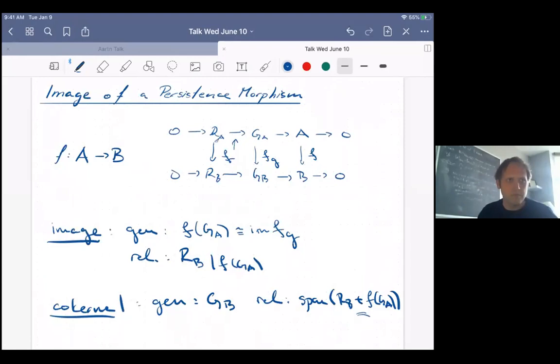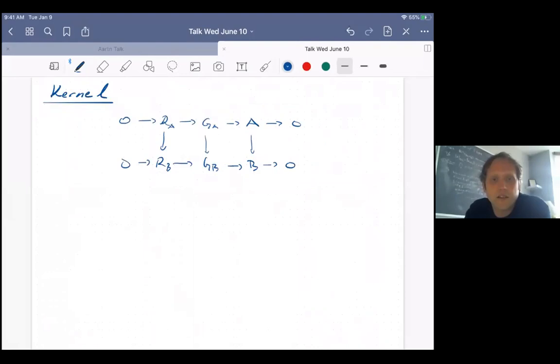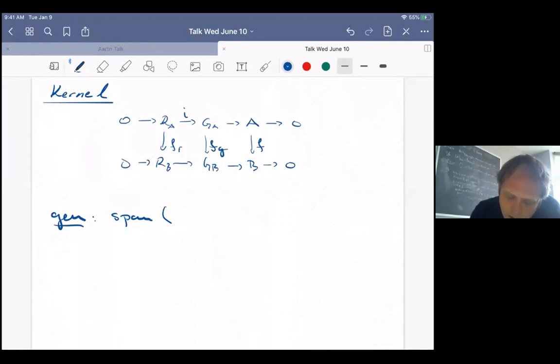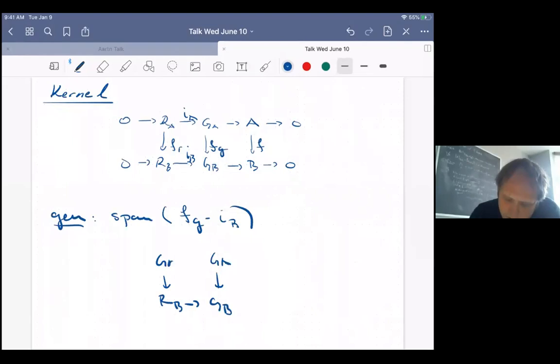Just again, for completeness, the hard one actually ends up being the kernel. So for the kernel, what we need to do, and I'll just make sure I have the notes here. Right, so for the kernel, the generators is the span of, so again, let's name things, R, I, A, I, B. So it's gonna be the span of FG minus IB. Right, so one way to think about this is as the pullback of GB, GA, RB, right? So the generators of the kernel are the pullback of these two, right?